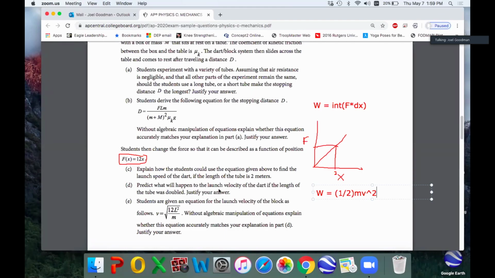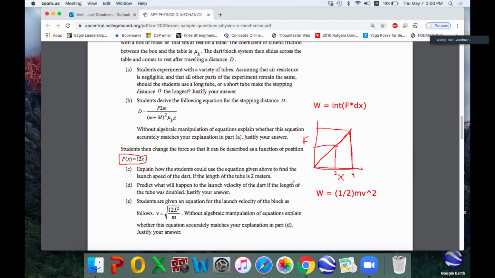Predict what will happen to the launch velocity if the length of the tube was doubled. Now we're going to go to 4 meters. I'm going to be all the way up here. If I double this distance, what do I do with my force? Double. It's double. But I'm not really looking for that. I'm looking for the area. What's going to happen to the area? Quadrupled. It's quadrupled, isn't it? Yeah.